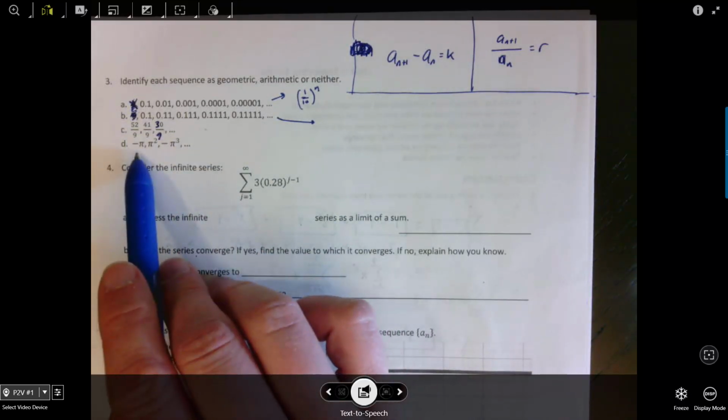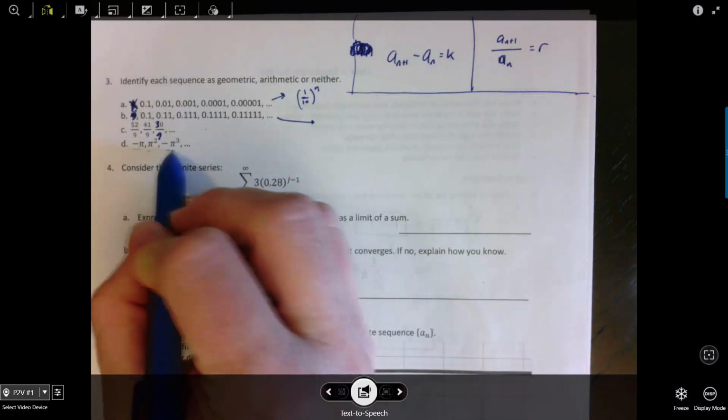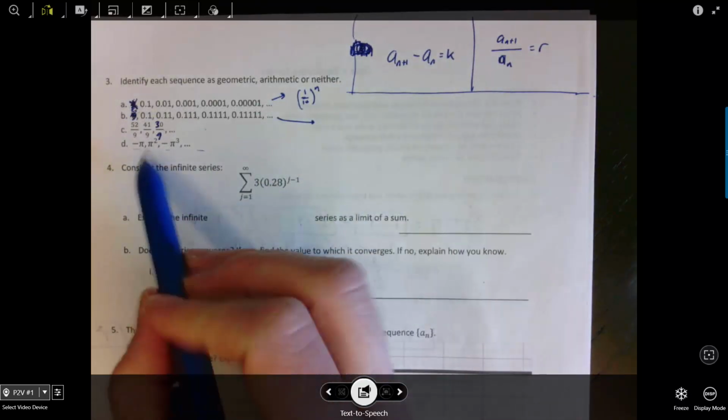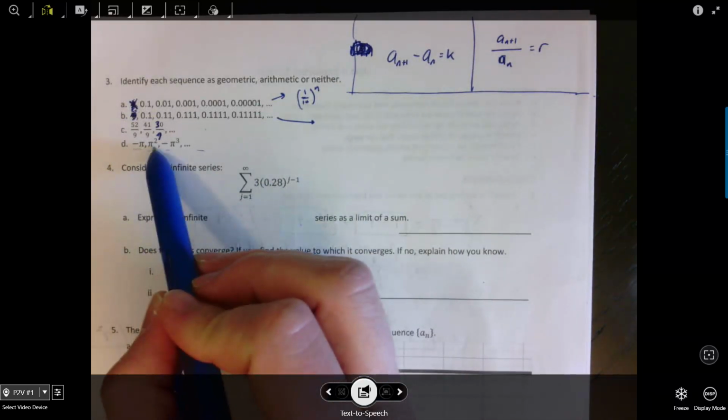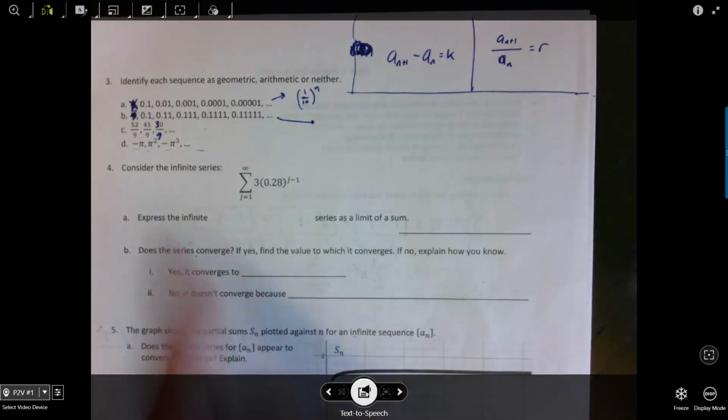Okay, so what about this one? Oh, so I'm noticing alternating negative, positive, negative, positive. And I also notice that we're multiplying by pi every time. So that seems geometric. And the growth would be multiplying by negative pi every time.